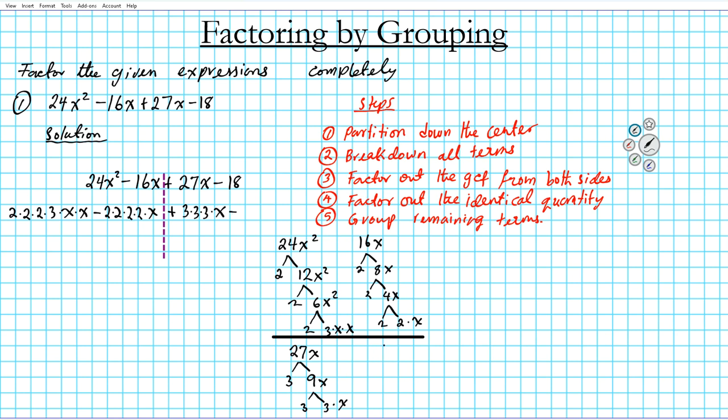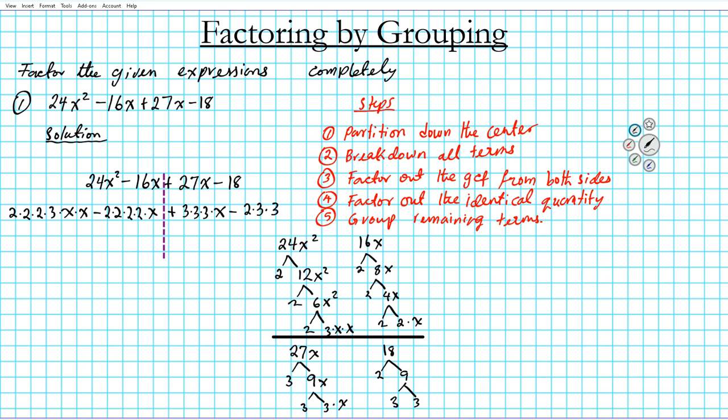And then lastly, we're going to break down 18. 2 goes into 18 9 times, and then 3 goes into 9 3 times. So 18 can be broken down into 2 times 3 times 3. Now we've broken down all terms according to step 2.